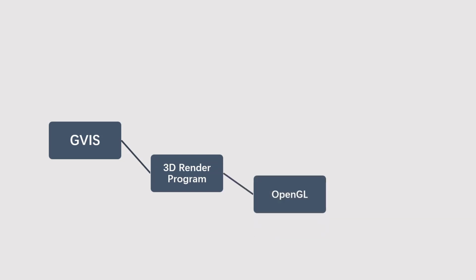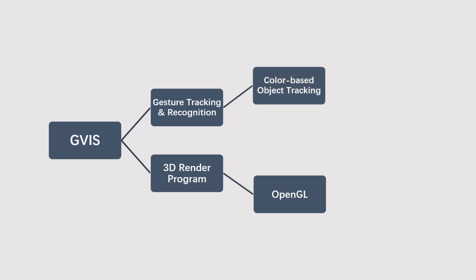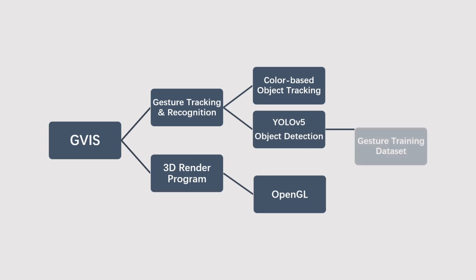GVIS includes two major programs. The first one is a 3D render program, which is written using Python and OpenGL library. The other program is used for gesture tracking and recognition. For gesture tracking, we use color-based object tracking. And for gesture recognition, we use YOLO v5, which is a PyTorch-based neural network model.